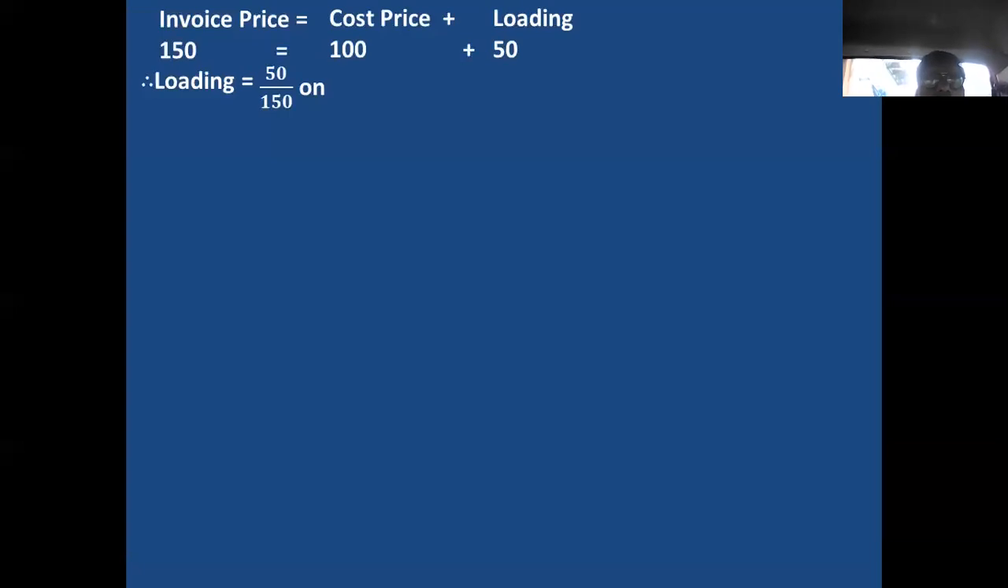50 by 150 is the loading. Means 1/3 of invoice. This equation you apply for removal of loading. Okay. Then another loading is 50 by 100 on cost. The second equation you apply for adding the loading. Use the loading-add one.